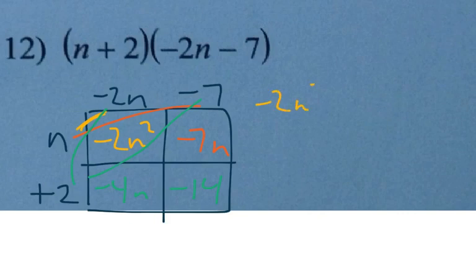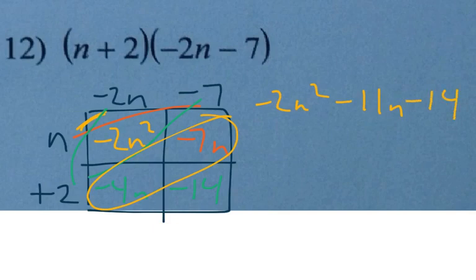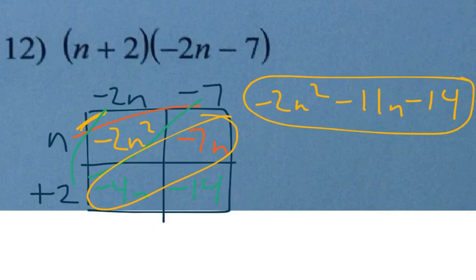My answer is -2n squared. I have some n's I can put together. -7n and -4n is -11n. And then, of course, a -14. And that is how you use the FOIL method, distributive property, area model. It has various sorts of different names. But basically, that's how you multiply polynomials. Please pause the video one more time, guys.